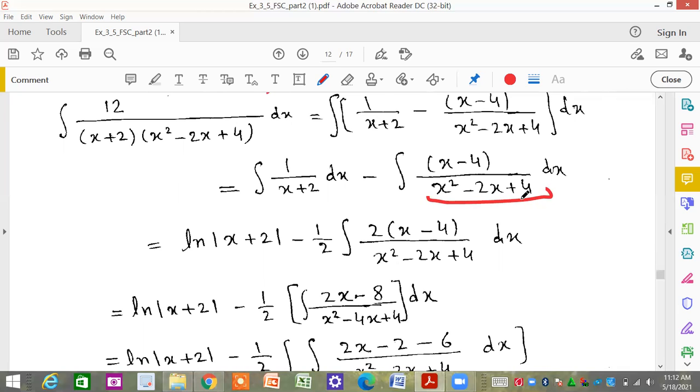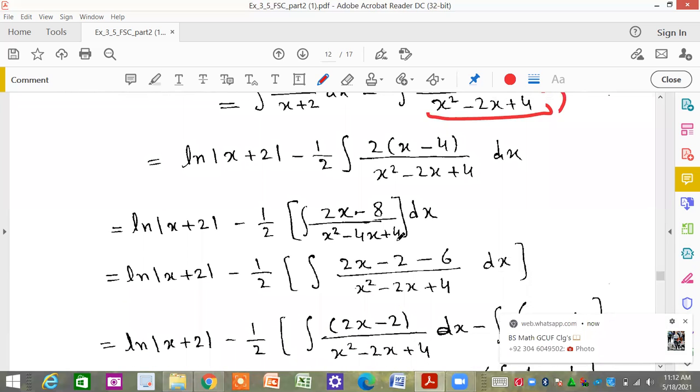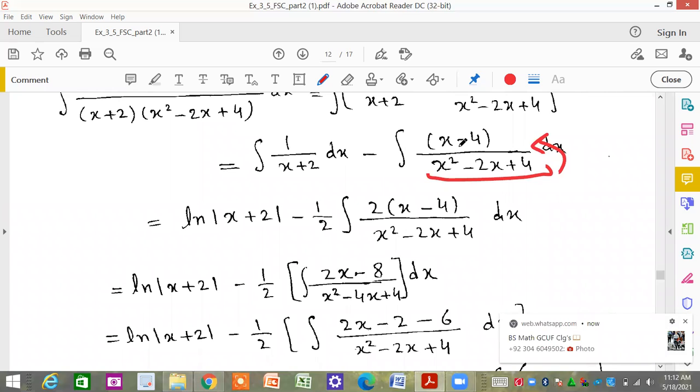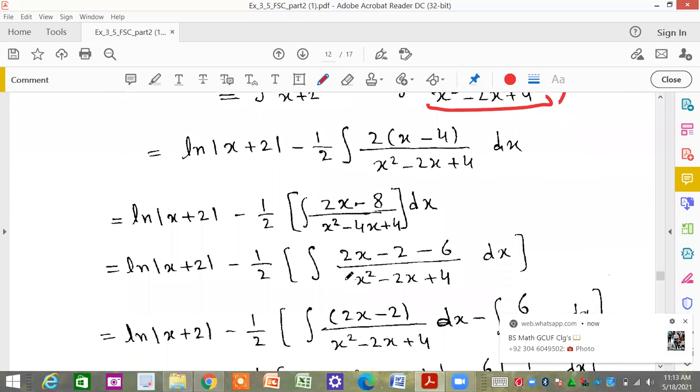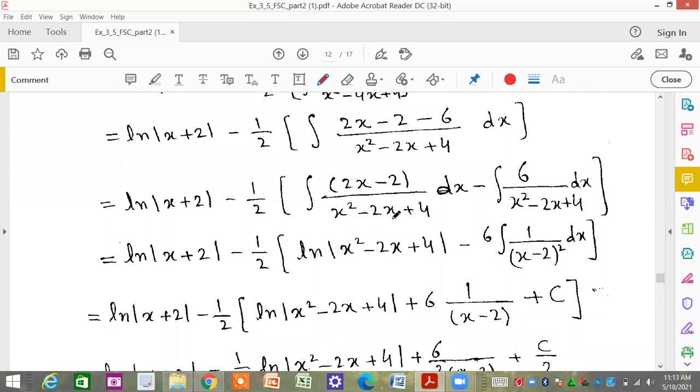This is a function, and if the derivative of this denominator function is present in the numerator, we can take log natural of it. So to reduce this into that form, we will write x, this is x minus 4. After multiplication by 2, this will be equal to 2x minus 8, and if we want to reduce it more, this will be equal to 2x minus 2 over x square minus 2x plus 4 dx, and 6 will be separated, so this will be equal to 6 over x square minus 2x plus 2.